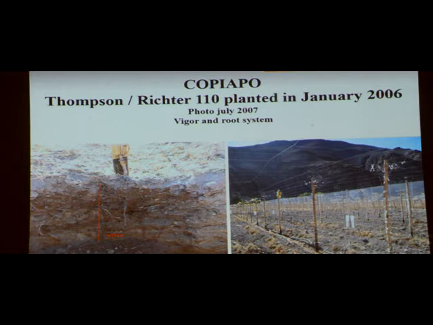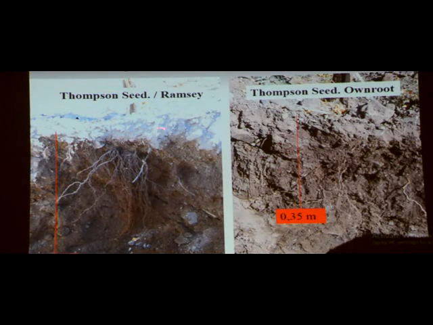and the Richter has a lot of salinity, and in Copiapó we don't have cold accumulation during the winter, a lot of wind, very poor soils. So we have everything to not have vigor. So we need Ramsay or Richter in that farm. Ramsay own root, 35 centimeters own root in those stressful conditions.